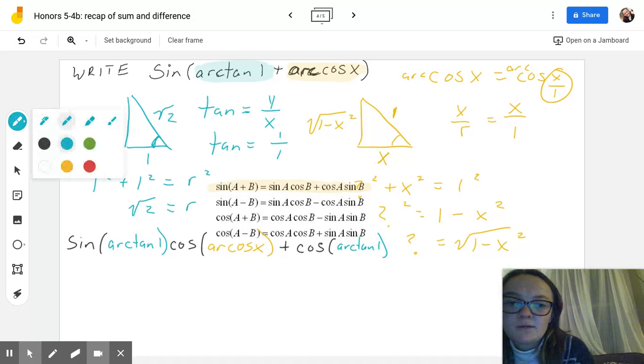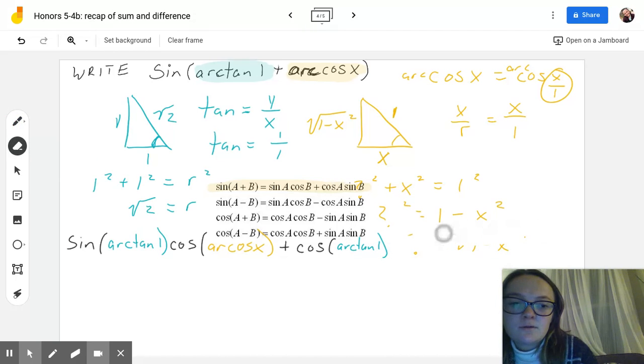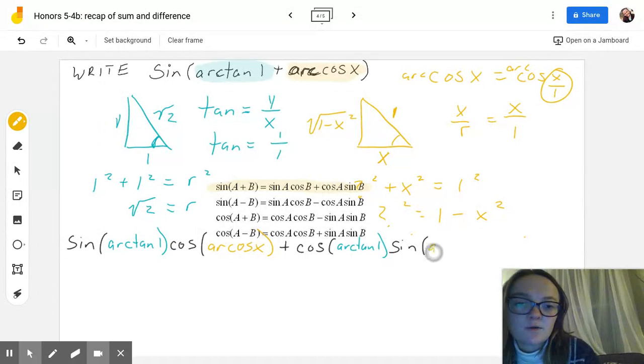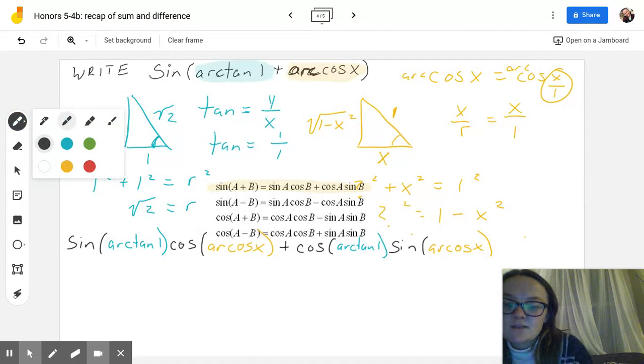Cosine of A, and in this case, A is blue, so that's arctangent of 1. I run out of room here. And then we're going to say times sine of B. In that case, that is going to be the yellow, which is arc cosine of x. All right, so we're so close to the answer here. Just bear with me. First one, sine of arctangent of 1.